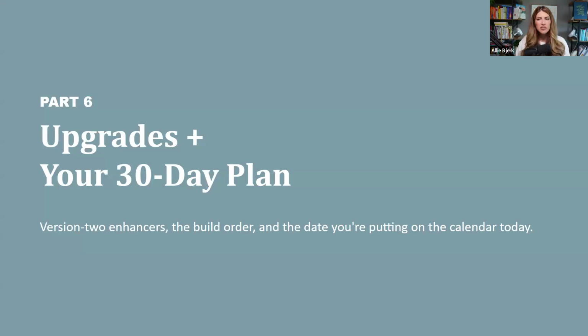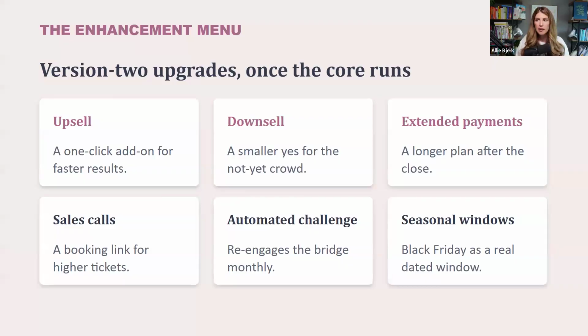And then part 6, this is the last portion of the training, upgrades and a 30-day plan. We're going to talk about how to optimize a funnel. Like, how do you know what to change? How do you know what to think about? How do you add on if you have a lower ticket Evergreen funnel?